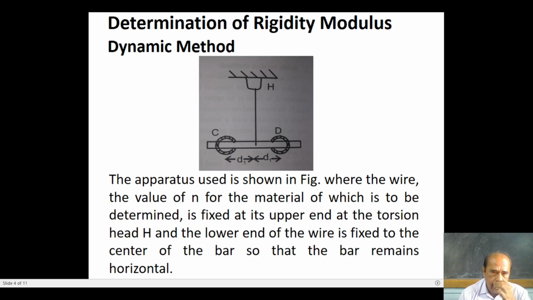In order to derive the expression for the rigidity modulus by dynamic method, we have to consider this diagram. The apparatus used is as shown in the figure. The value of the rigidity modulus of the given experimental wire can be determined using this method. One end of the wire is fixed at its upper end at the torsion head, represented as H, and the lower end of the wire is fixed to the center of the bar exactly, so that the bar remains horizontal.